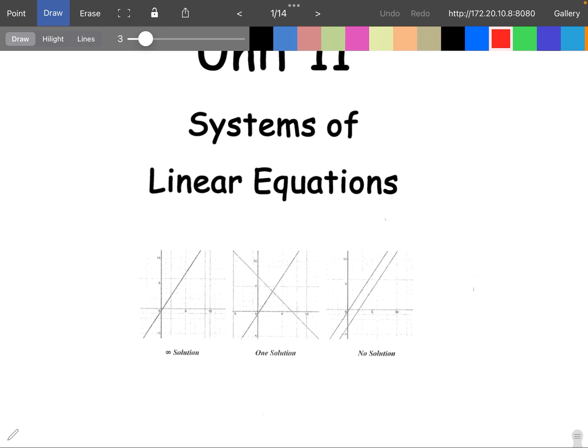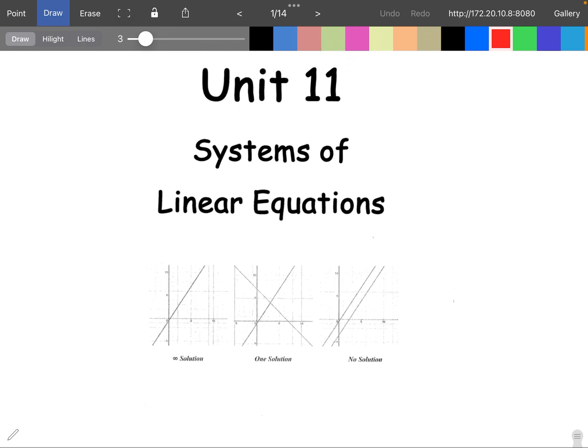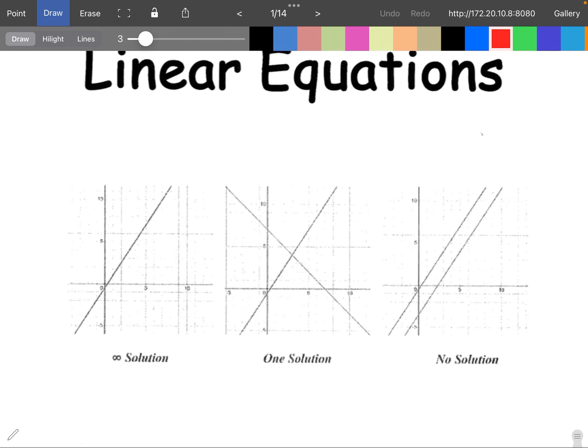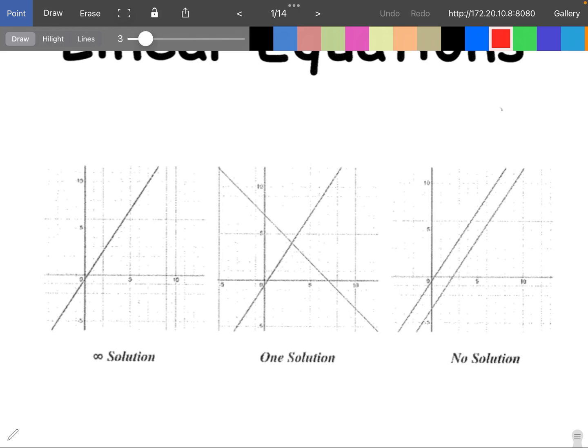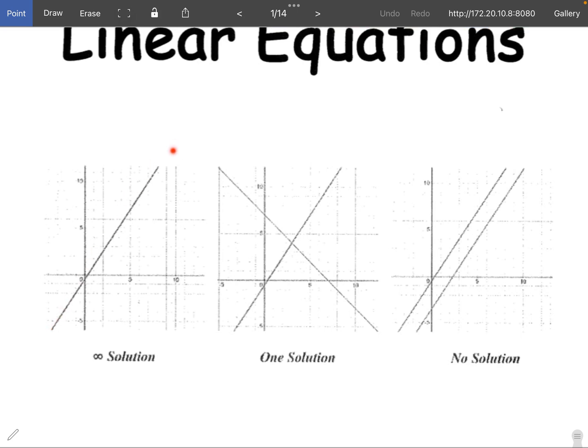We know that linear equations will form a line when we graph them, and so we're looking to see whether or not we end up with the same line, which would mean infinitely many solutions, two lines that intersect, which means there's one solution because there's exactly one place where they cross, and that would be an ordered pair that we would write. Or if we end up with parallel lines, that would mean there is no solution.